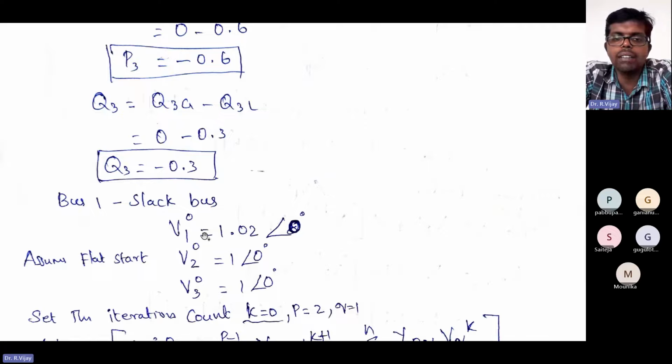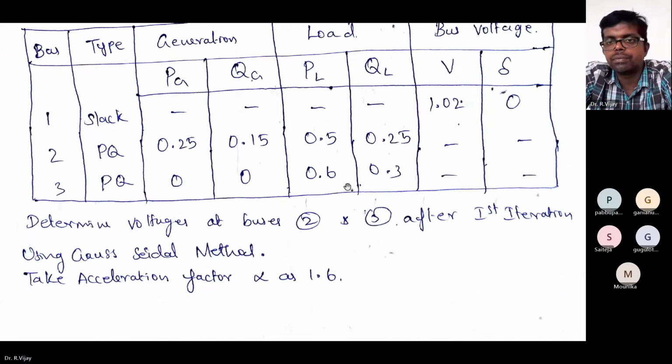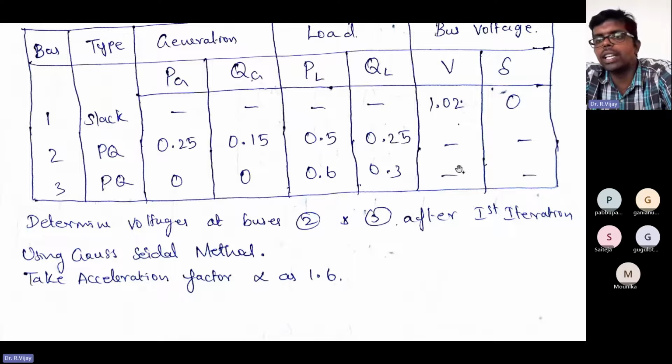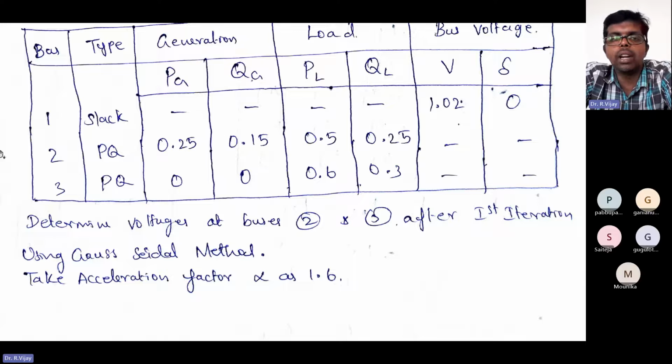So the V1 naught initial value is given as 1.02 at the angle of 0 degrees. This is how we take 1.02 at the angle of 0 degrees from the problem, for the first bus, the slack bus. For the second bus, the voltage and delta values are not given, so we are assuming a flat start, that is 1 at the angle of 0 degrees. Here also 1 at the angle of 0 degrees. We are assuming that full voltage is available at the particular bus. That is the default meaning.